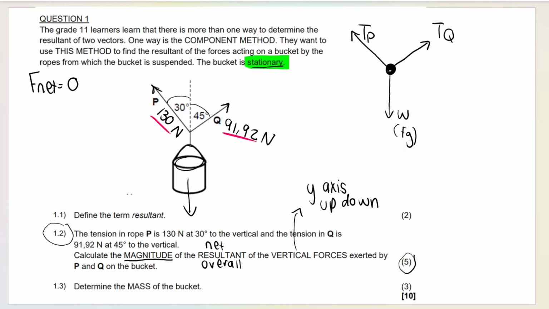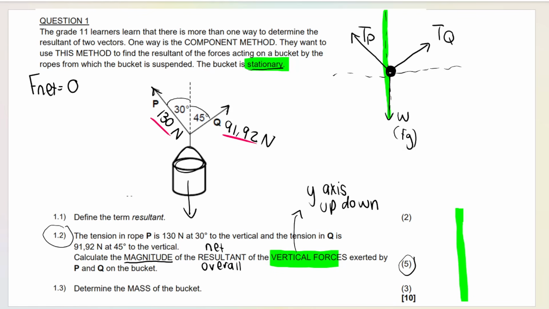You can also call it F applied P and F applied Q, because the ropes are applying a force. But the thing that I want to mention here is they are specifically asking for the resultant or the overall or the net of the vertical forces exerted by P and Q on the bucket. Now, when they say vertical, grade 11s, they mean up and down. Now, if you look at this diagram, if I draw my axes in here, this one would be the y-axis and this one would be the x-axis. Again, when they say vertical forces, they mean along the y-axis, up or down.